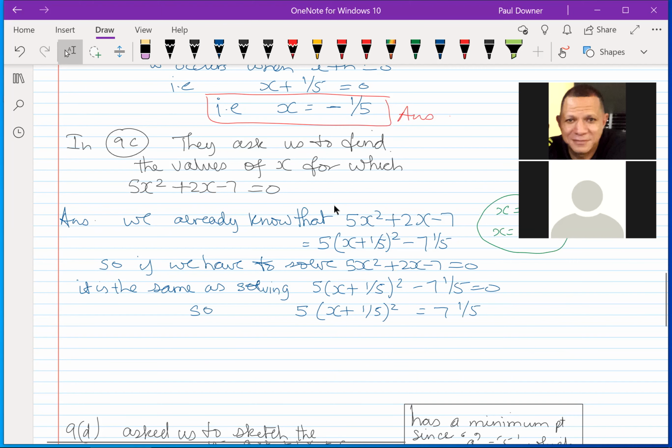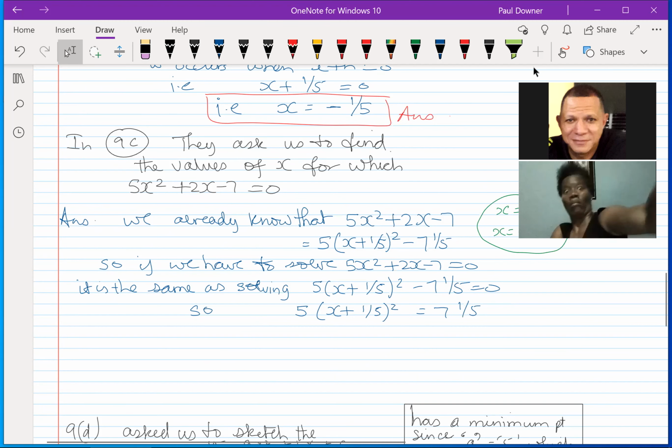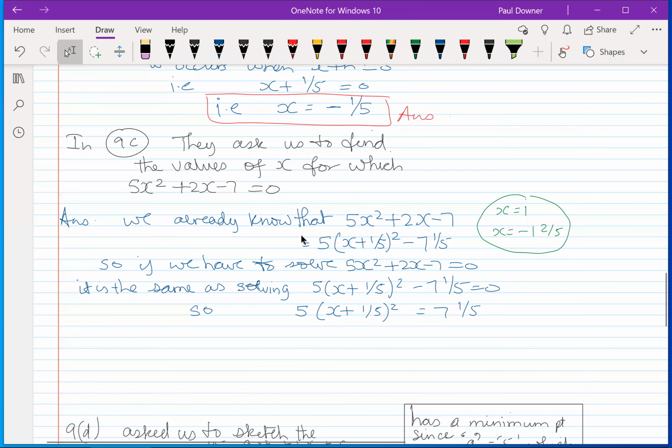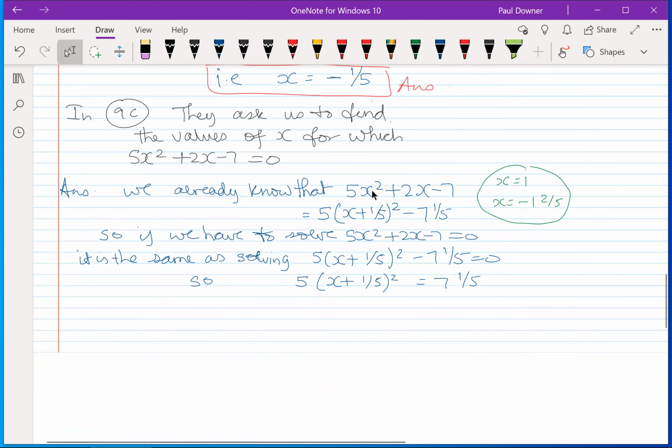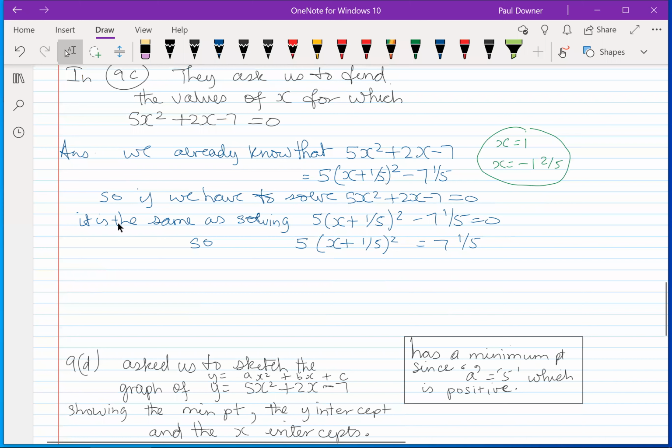If you do all of this work in completing the square, then you should really take advantage of that fact. So we already know that 5x squared plus 2x minus 7 could be written as 5 into x plus a fifth squared minus 7 1/5. How do we know this? Because we already expressed this in this form, right? We did that right at the top here. So we're going to use this to help us. So if we have to solve this, it is the same as solving this, right? So let's start to solve what we have already.